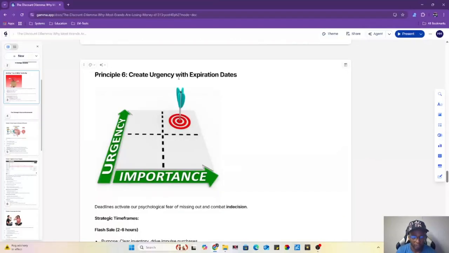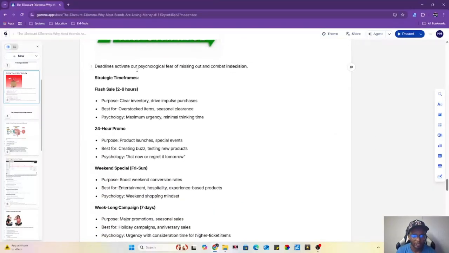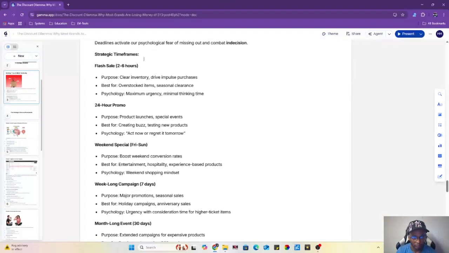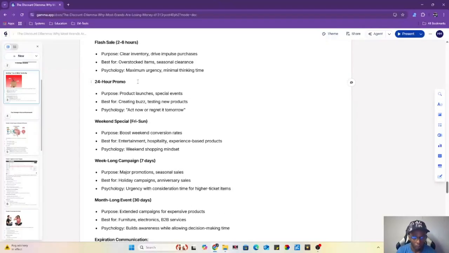Principle 6, create urgency with expiration dates. Deadlines activate a psychological fear of missing out and combat indecision. Strategic time frame. Flash sale, 2 to 6 hours. The purpose here is to clear inventory, drive impulse purchases, and it's best for overstock items and seasonal clearance. Psychology: maximal urgency, minimal thinking time. 24-hour promo. Purpose: product launches, special events, best for creating a buzz, testing new products. Psychology: act now or regret it tomorrow.